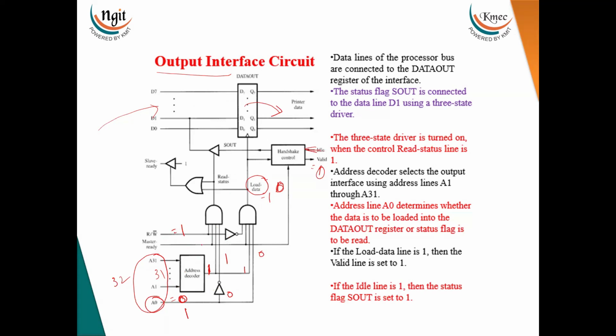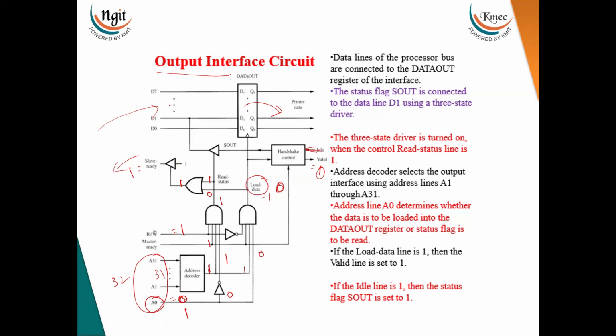And after decoding the data, it will place the master ready signal. So all the bits are 1. Thereby it will select the 1. So if this is 1 means what? So this read status is 1, this is 0. Any one of the bits is 1 means what? The OR gate output is 1. This enables the slave ready signal. After receiving the master ready, it will send the slave ready to the processor.